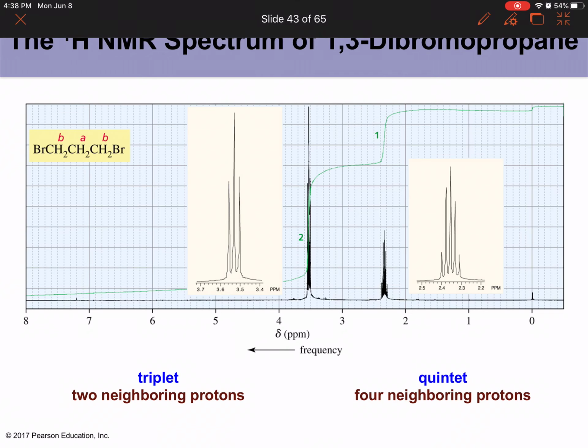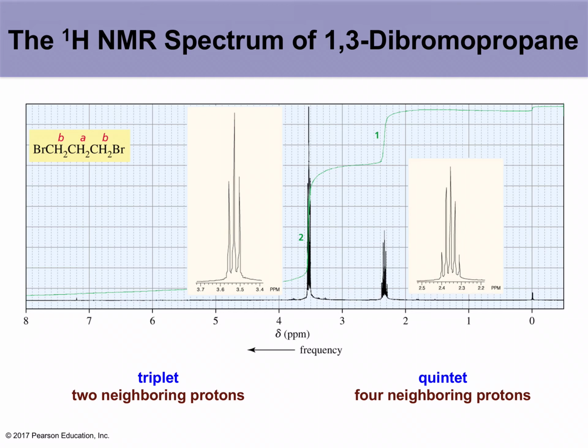Hello everyone, let's look at some proton NMR spectrums. And this first one is 1,3-dibromopropane. And this is the molecule, how it looks like. 1,3-dibromopropane is a symmetrical molecule. We can identify two sets of signals, or two sets of hydrogens.